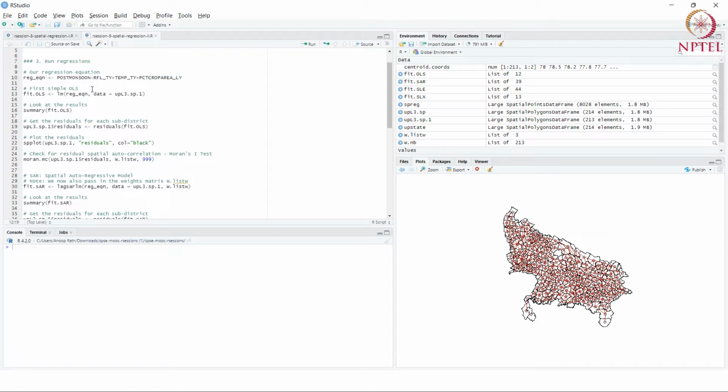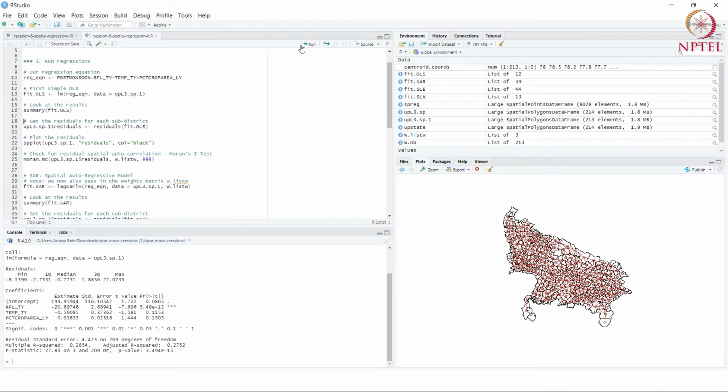So that's what we'll do first. We'll first run ordinary least squares to see what kind of results we get. And this is done, as you know, with the command lm. And then let's look at the results. What we see is that rainfall is highly significant, and the sign is negative, which is good news.